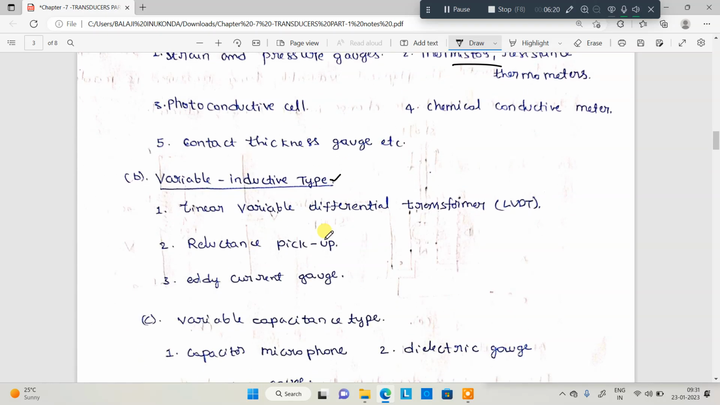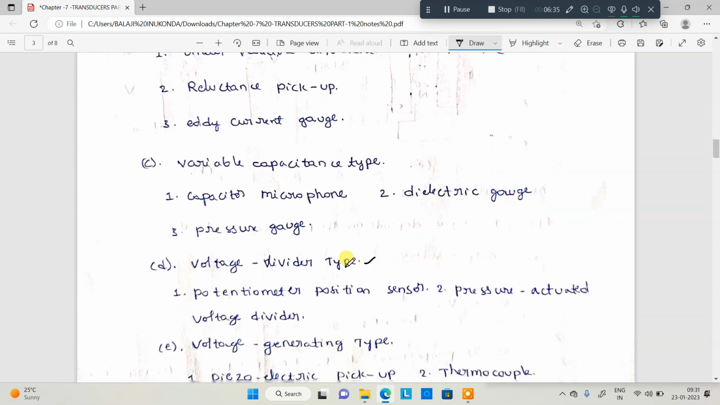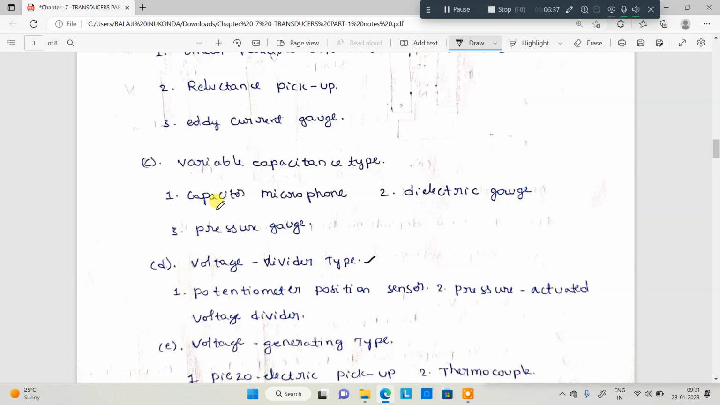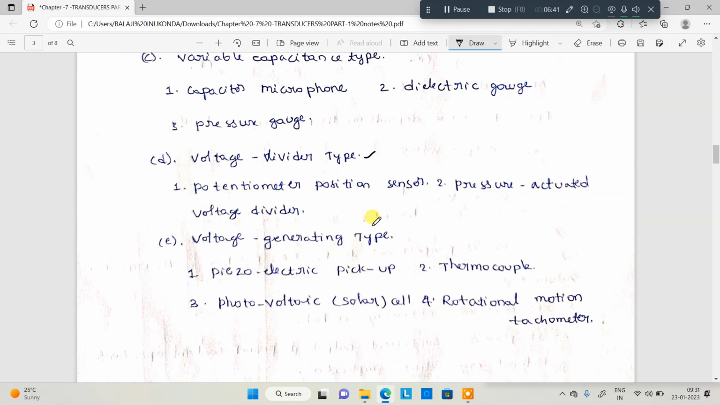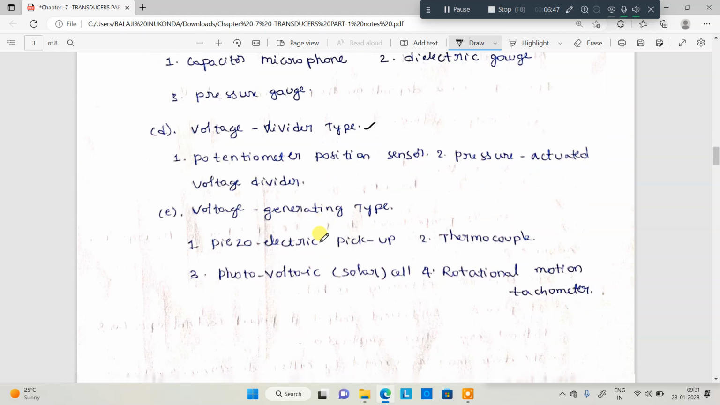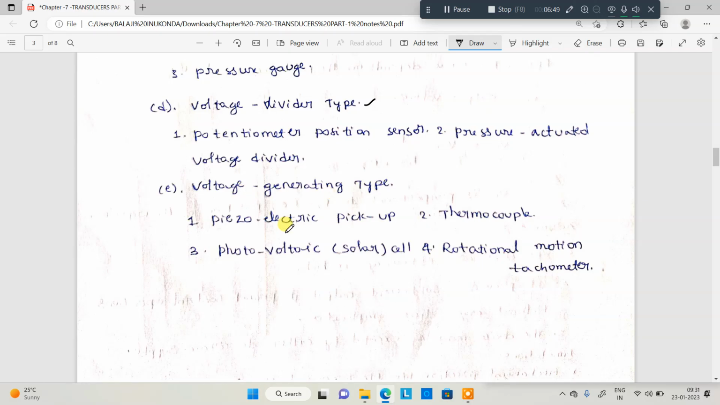Next, we are going to work on the variable inductance type, that is the LVDT (linear variable differential transducer), reluctance pickup, and eddy current gauge. These are related to the inductive type. And then the capacitive type, variable capacitive type: capacitor microphone, dielectric gauge, and pressure gauge. Voltage divider case: potentiometer position sensor, and pressure actuated voltage divider. And then at the last, voltage generating type, piezoelectric transducer.